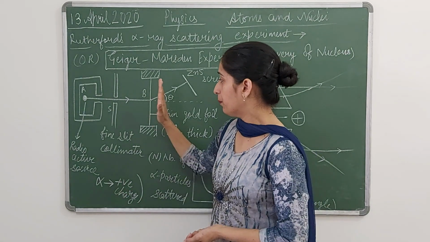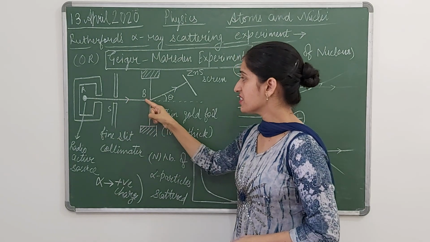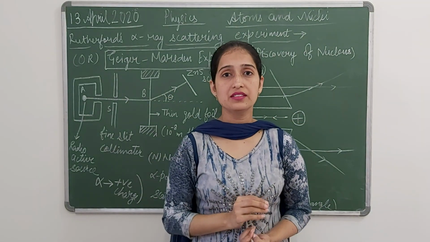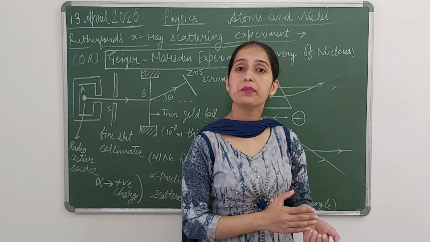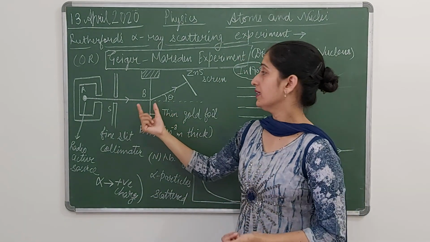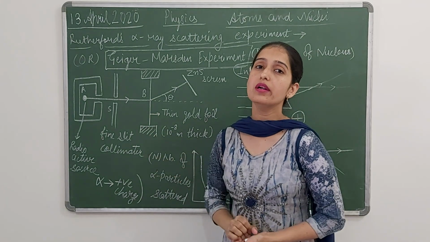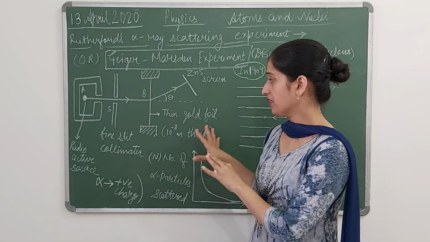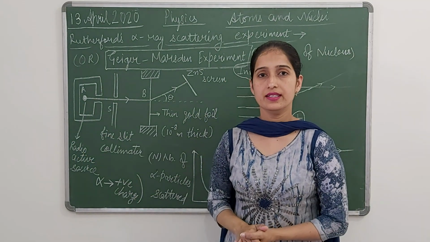But when we put gold foil here, it will change its path also, and the spot we are getting is not so much bright as in the previous case. The reason is at that time nothing was there, and at this time we are using a gold foil. So this one is a general introduction of the experimental setup only.